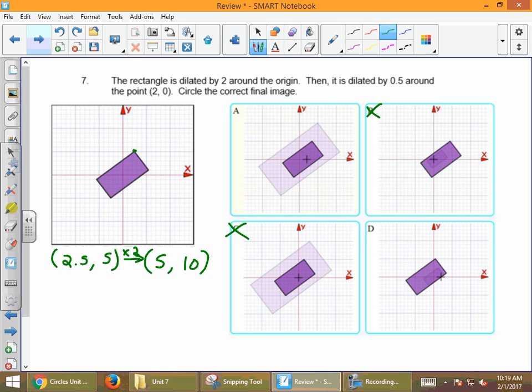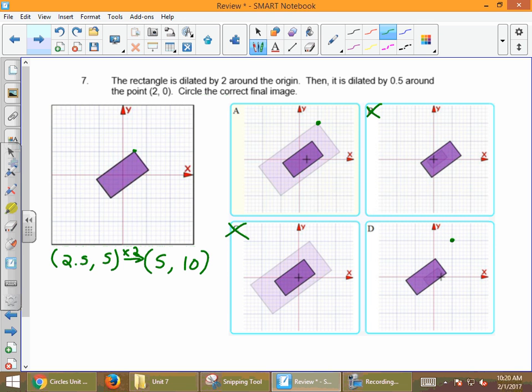So A, if I go over to (5, 10), is that at the bigger one? The one that's getting larger? Does that make sense? This one's larger than that one. Okay, that one works out. Let's go over here and see what (5, 10) is looking like down here. Is D going to work out? Did that image get larger? No. They do the reverse.